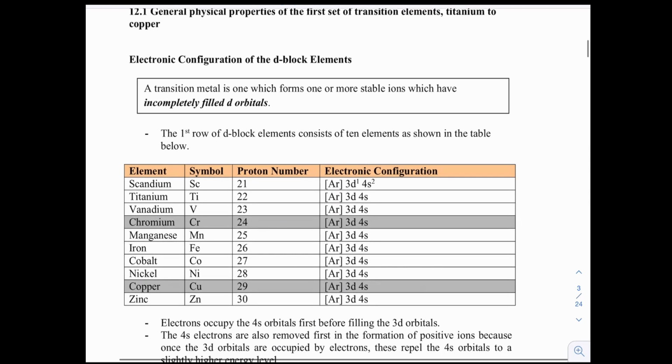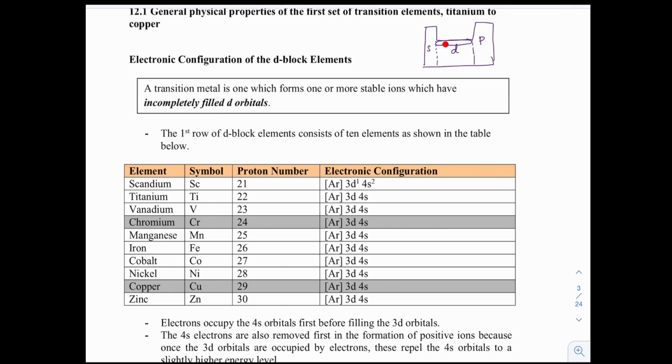Now, before we come to the definitions of the transition elements, we'll need to understand that the transition elements are located at this area of your periodic table. So basically in your periodic table, this is the S block, this is the P block, and this is the D block. Alright, we're going to focus on the D block elements and particularly the first row of the D block elements.